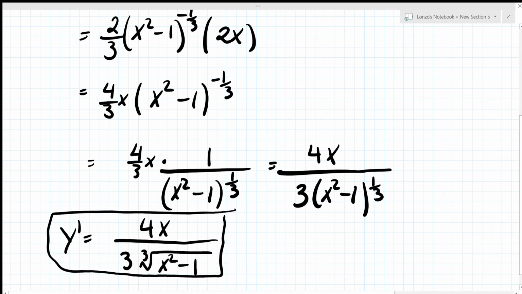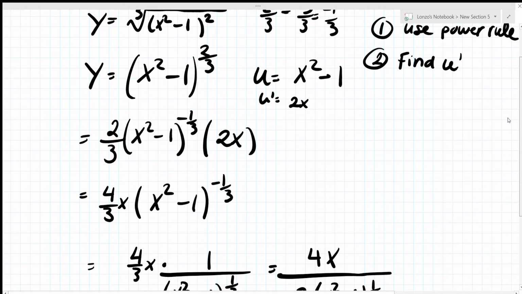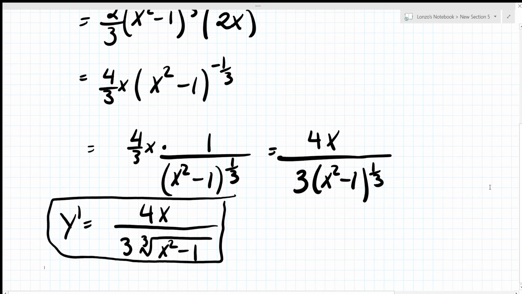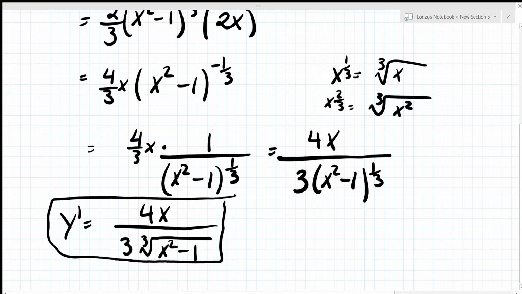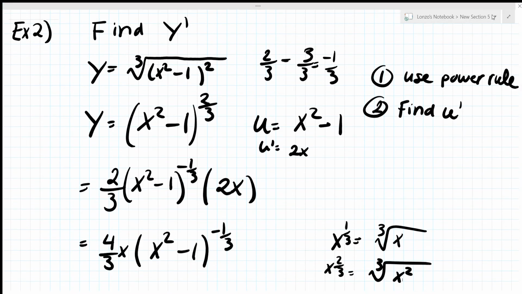Yeah, so for this one I had to use the power rule, and then I had to find u prime. Yeah, so remember, x to the 1/3 is the same thing as cube root of x, or what about x to the 2/3? It would be cube root of x to the second power. So that's just something you should remember. Okay, that one was example 2.